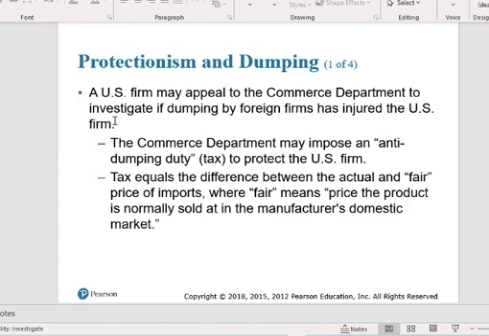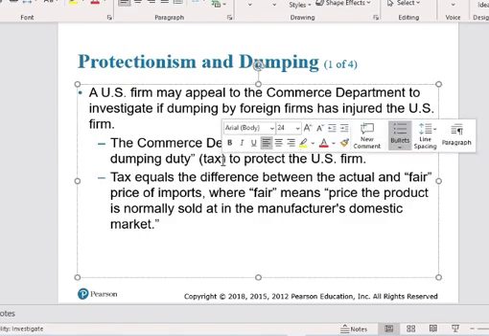Against any dumping activities, a U.S. firm may appeal to the Commerce Department to investigate if dumping by foreign firms has injured U.S. firms, and if the case is confirmed, then they have to act. You cannot just say, oh yeah, the price in the domestic and foreign markets is different, so this firm is practicing dumping. You cannot really claim that. They still have to send out some personnel to investigate the whole thing, whether they are really practicing dumping or not.